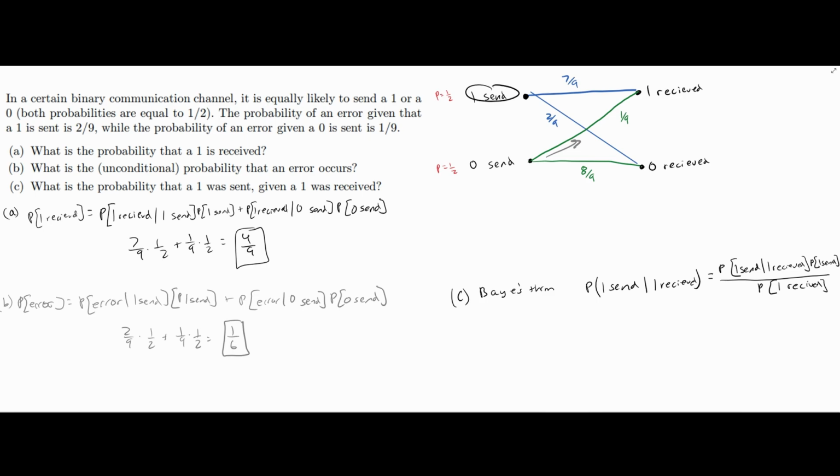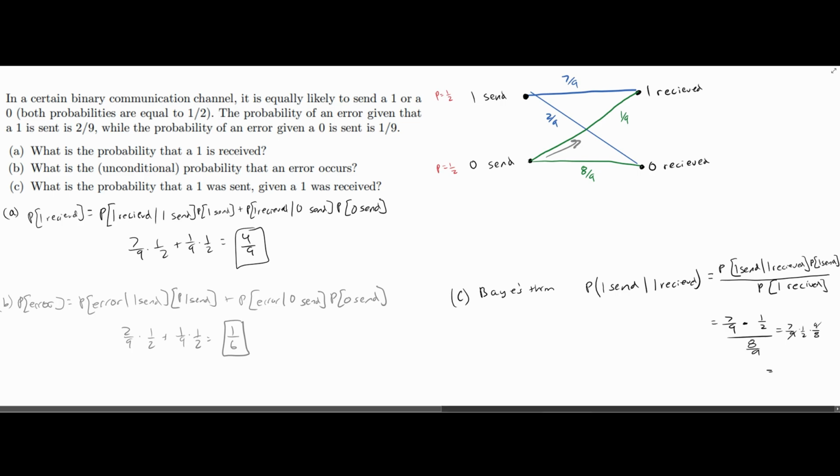If we have 1 sent and then 1 received, it's going to be 7/9. So this is equal to 7/9 times the probability of sending 1, which is just 1/2. And the probability of receiving a 1 is going to be the 7/9 plus this 1/9, which is going to give us 8/9. We can rewrite this as 7/9 times 1/2 times, flip this over, 9/8. We'll divide these two, and so we are just going to have 7/16. And that's how we would go about looking at this specific problem and all the ways we go about doing it.